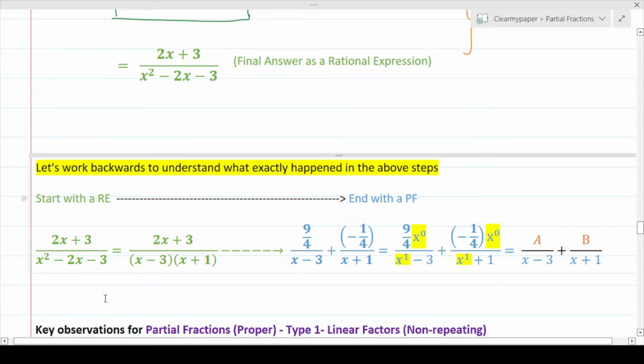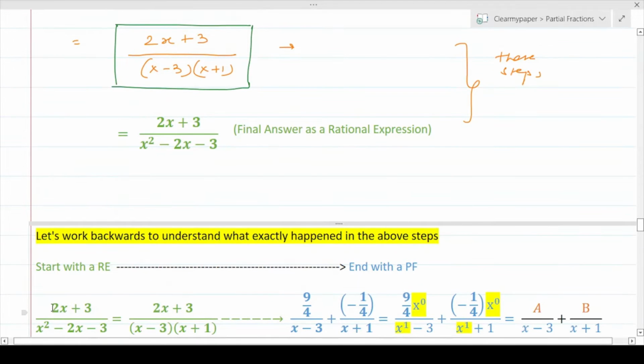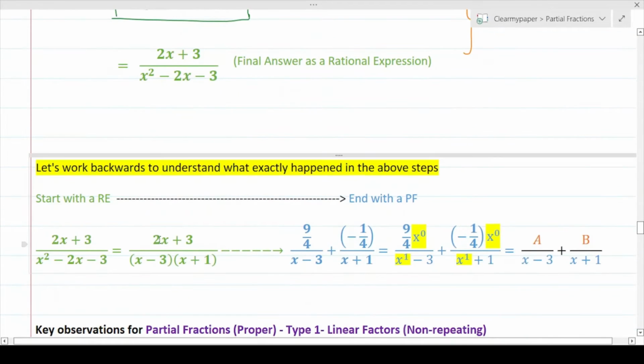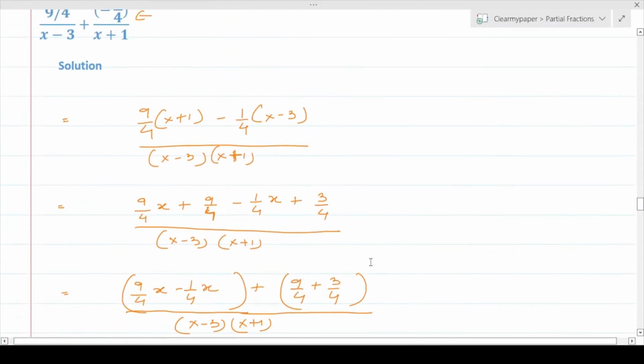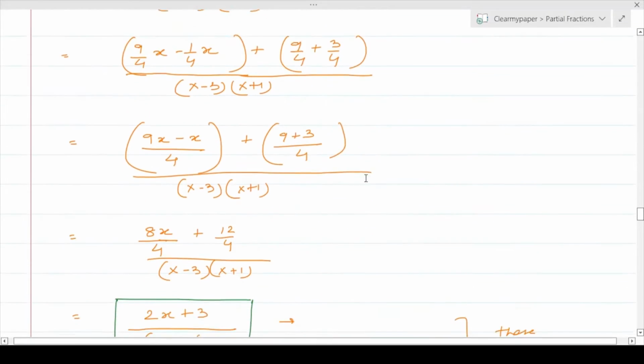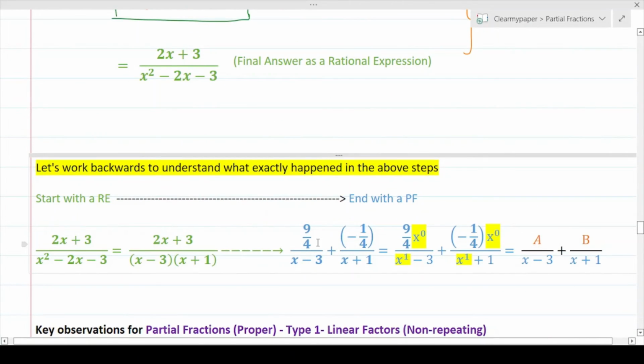So I've taken this final answer, the last two steps. If you see this one and this one, it is nothing but these last two steps. I've taken that, and we are going to come all the way to the partial fraction. Our partial fraction over here is this thing, that is what we started with, and we are going to arrive at that. This is what we have here in the blue color.